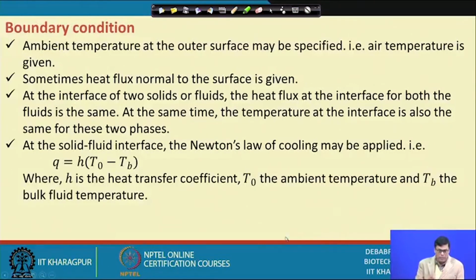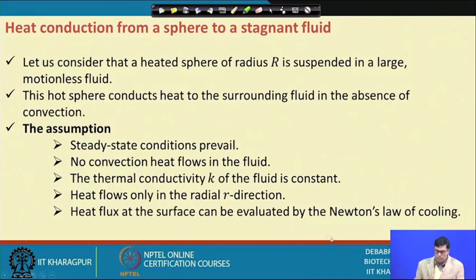Now, these are the boundary conditions we have. The ambient temperature of the other surface may be specified, such as the air temperature being given. Sometimes the heat flux normal to the surface is given. So, this has been given, I am not going through it in detail, you can easily find it out.